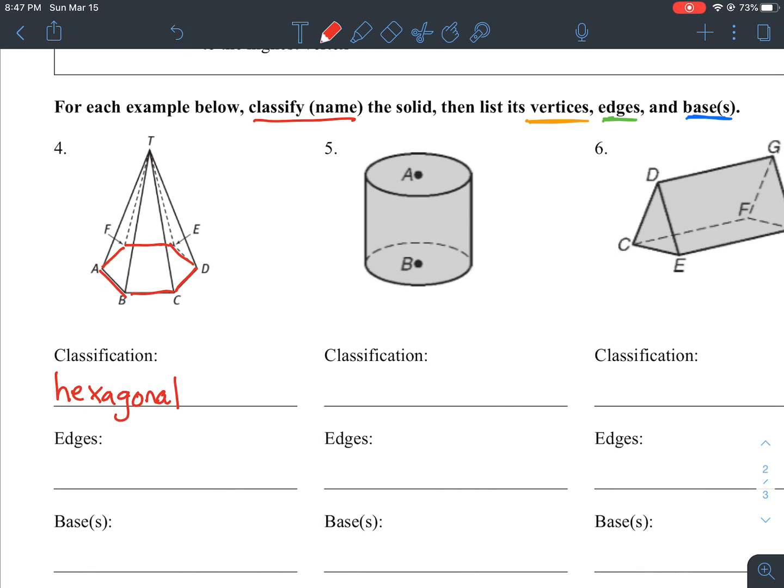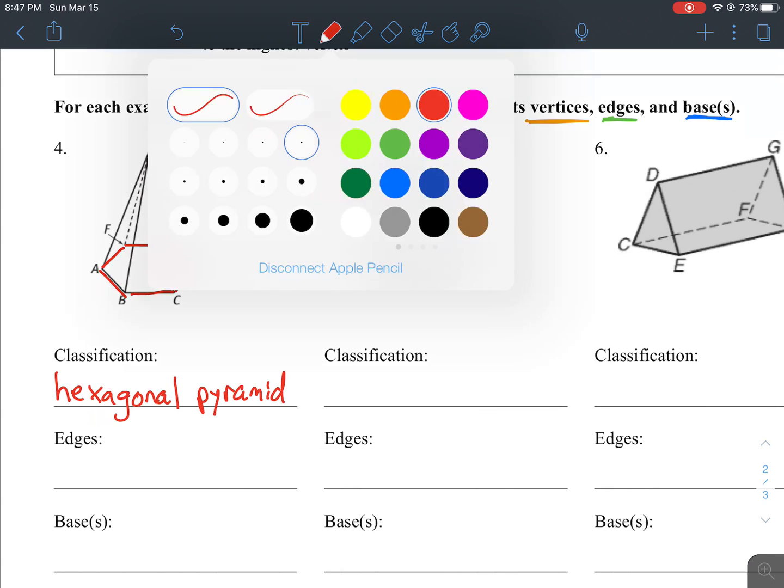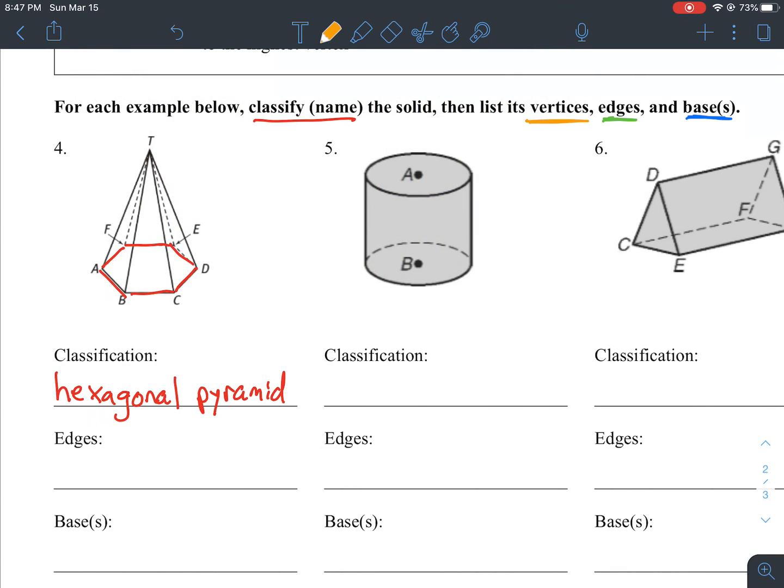So this would be an example of a hexagonal pyramid. Okay, we don't want to just say pyramid because we could be more descriptive than that. We always want to be as specific as possible. As far as the edges go, there's quite a few.